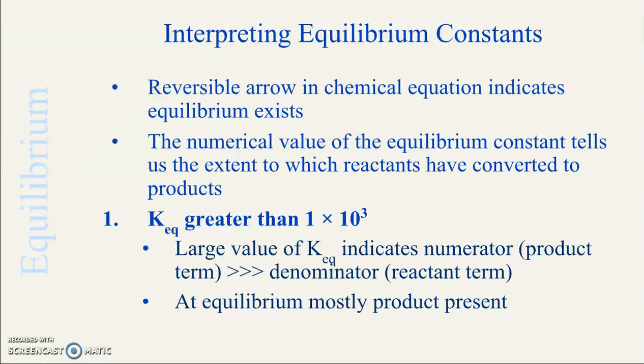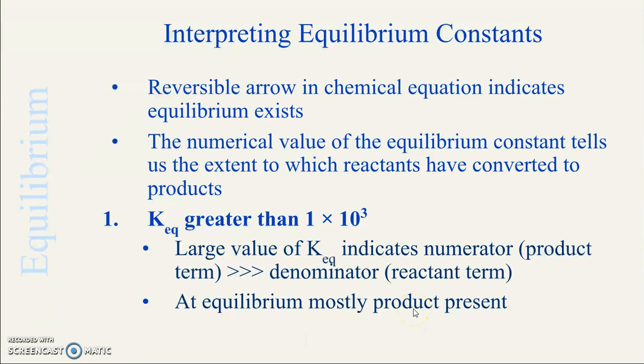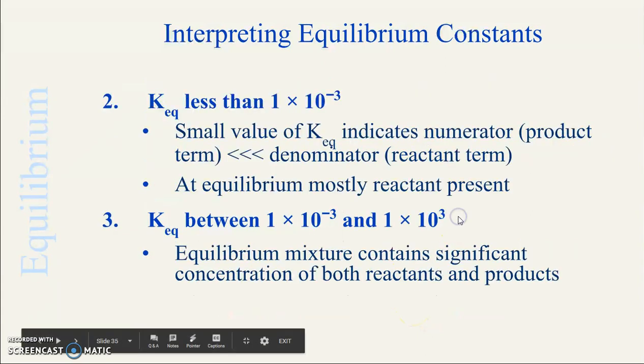in that reaction. So if your KEQ is greater than 1 times 10 to the third, so if it's very large, that would be 1,000. If it's bigger than 1,000, that's a very large value of KEQ, which indicates that the numerator is much greater than your denominator. So that means you are going to mostly products. Your top number is going to be huge compared to your bottom number, so your concentration of products is going to be way higher than your concentration of reactants. And so at equilibrium, mostly products are going to be present, so this reaction would favor products.